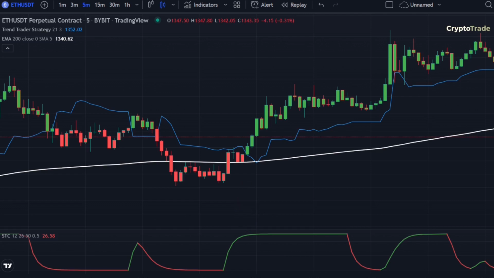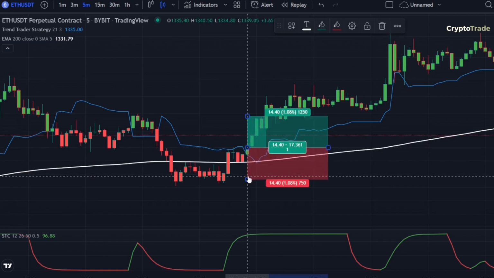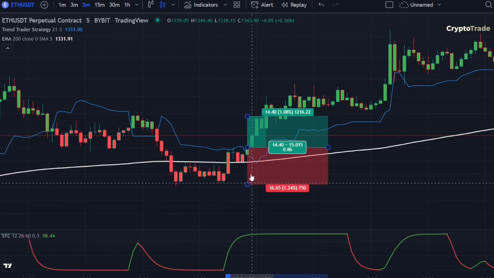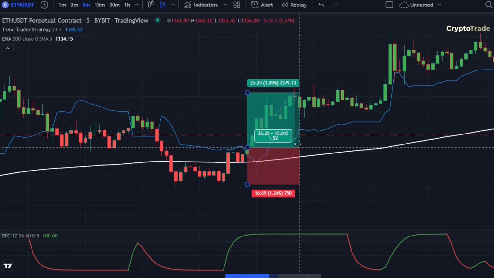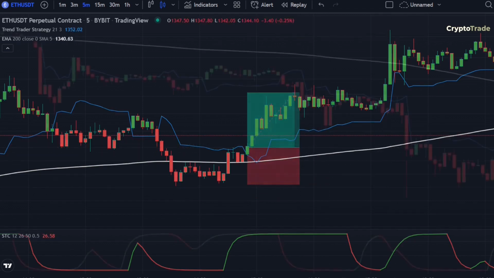If these conditions are met, place a buy order at the close of the green candle that has closed above the blue line. Place the stop loss below the nearest swing low. The risk-to-reward ratio will be set to 1 to 1.5. I hope you have understood the buying strategy.